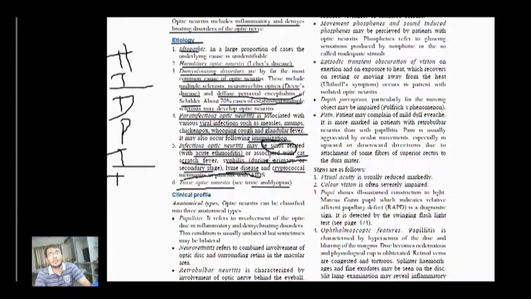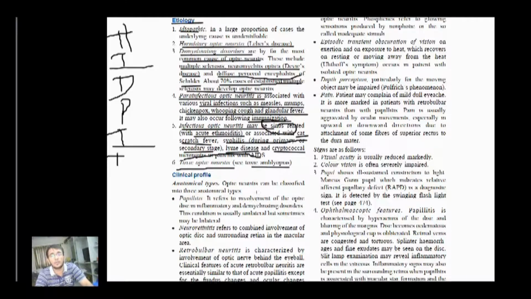So the etiology: HIDPIT. H for hereditary, which includes Leber's disease; I for idiopathic; D for demyelinating disorders, out of which multiple sclerosis is very important; P for para-infectious optic neuritis, which includes various viral infections; I for infectious optic neuritis, which may be related to sinusitis, syphilis and AIDS; T for toxic optic neuritis, that is toxic amblyopias.